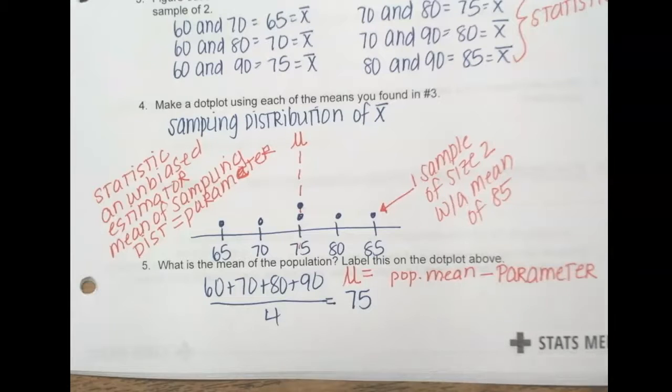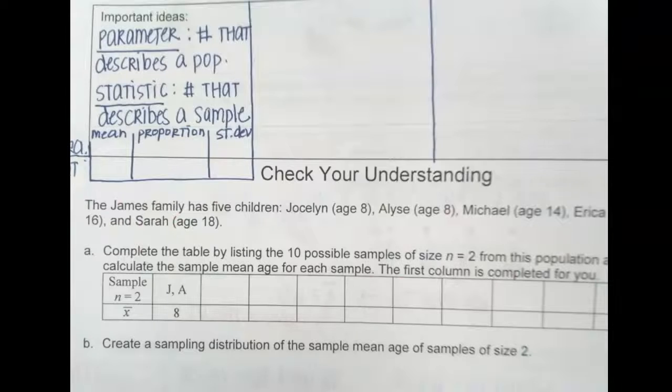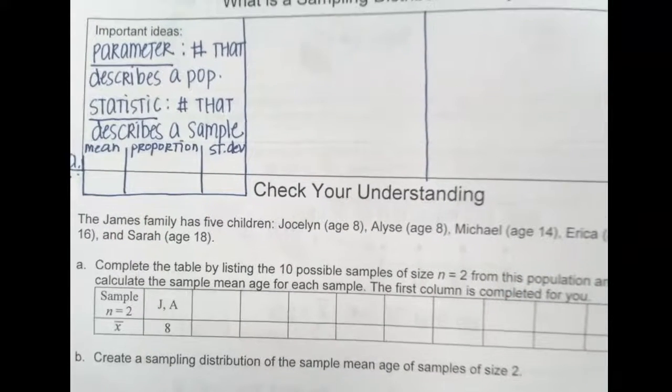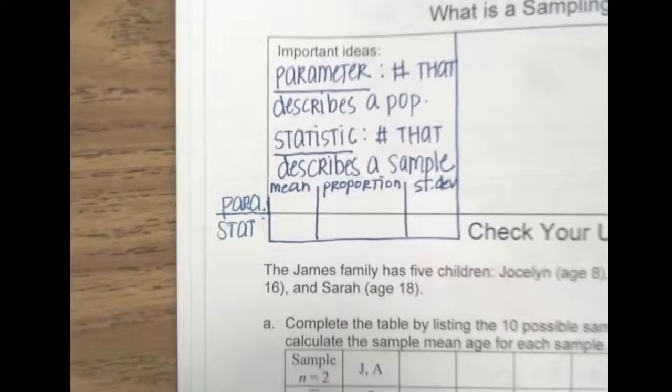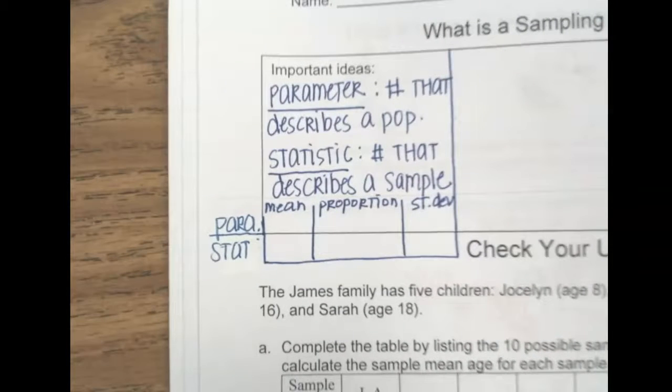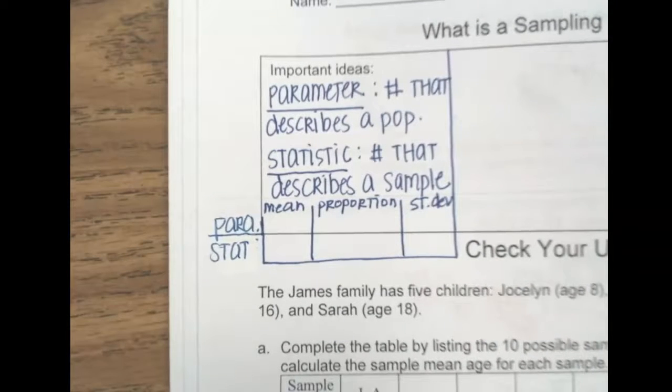All right, so let's summarize this down. Let's flip this over. There's 3 items that I want to summarize down for you on the back, and they take about the same amount of space each. The first is that I want you to remember that a parameter is a number that describes a population, and that a statistic is a number that describes a sample.